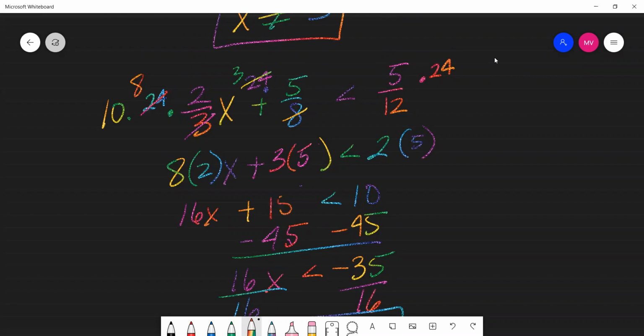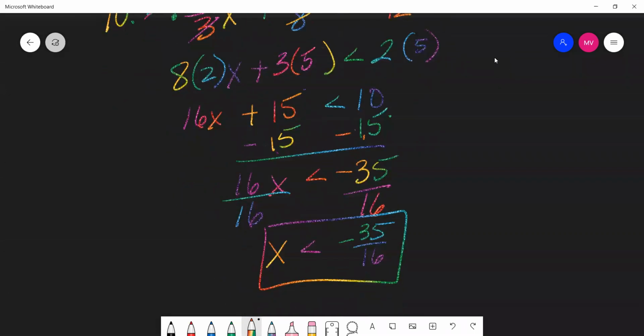So this is actually 15, which means that this is 15. Which means that this is 10 minus 15, which is negative 5. So our solution is actually negative 5 over 16, not negative 35. Sorry, hope you're using a pencil. So yeah, our final solution is x is less than negative 5/16. All right, that is all.